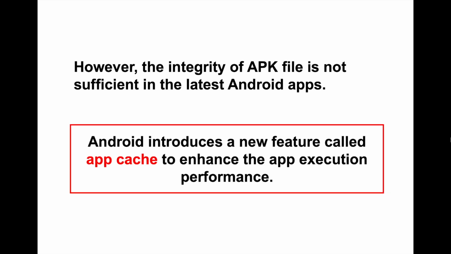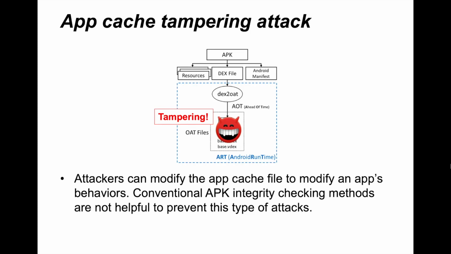Android introduces a new feature called AppCache to enhance app execution performance. To bypass the conventional security mechanism, the attacker can tamper with the AppCache file to modify the behaviors of an app. Because this attack does not change the APK file, conventional APK integrity checking methods are not helpful to prevent this type of attack.